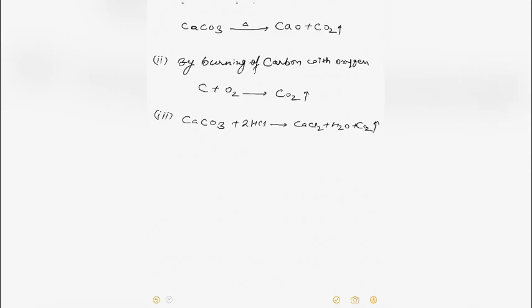So in all these three cases we have different methods of obtaining CO2, but the composition of carbon and oxygen in CO2 will always be 12 gram of carbon reacting with 32 gram of oxygen, and their simplest ratio will be 3:8, which always remains the same.